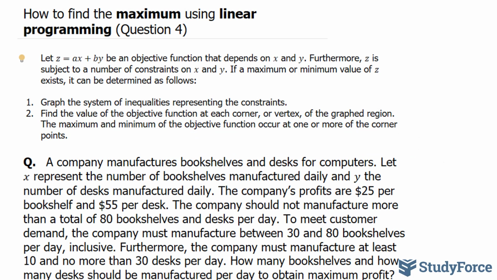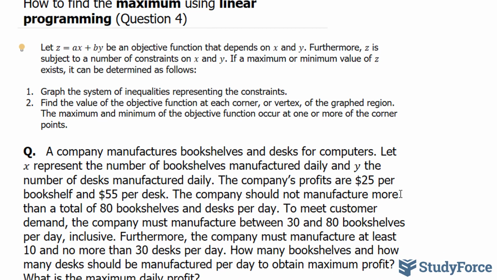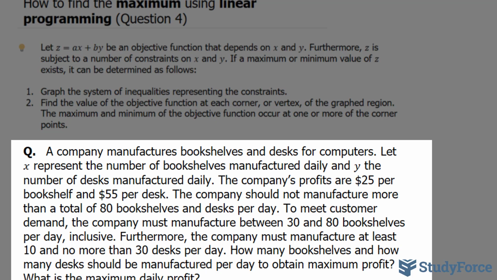In the fourth question of this series, where we learn how to find the maximum using linear programming, we're asked: a company manufactures bookshelves and desks for computers. Let x represent the number of bookshelves manufactured daily and y the number of desks manufactured daily. The company's profits are $25 per bookshelf and $55 per desk. The company should not manufacture more than a total of 80 bookshelves and desks per day.